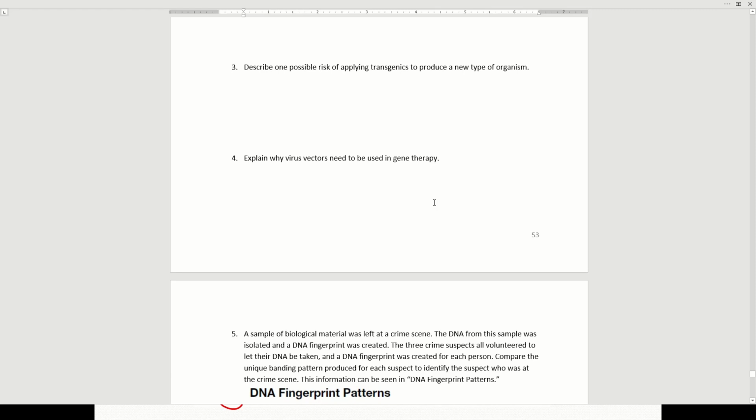Explain why virus vectors are used in gene therapy. So virus vectors are needed because they can inject DNA into the cell and take over the cell's reproductive machinery. So it produces what the virus wants. That's why it's important.